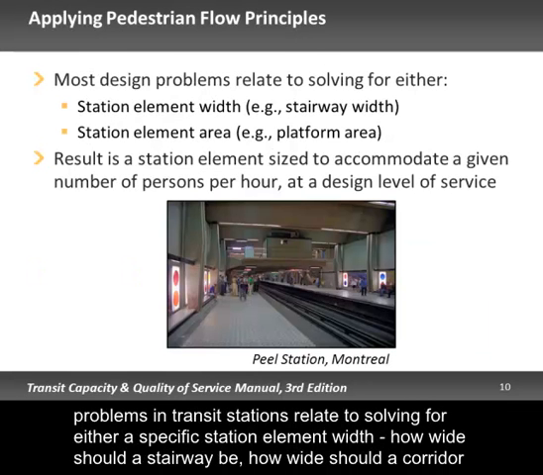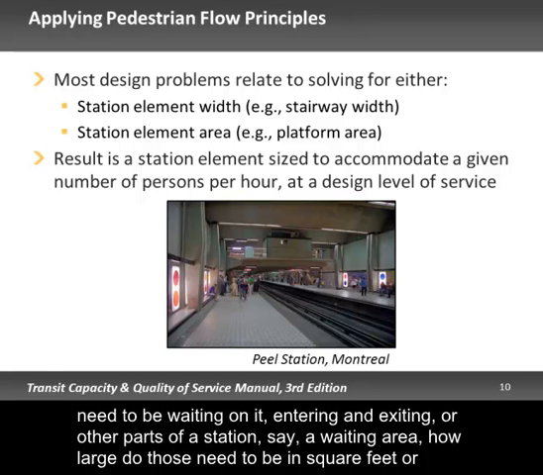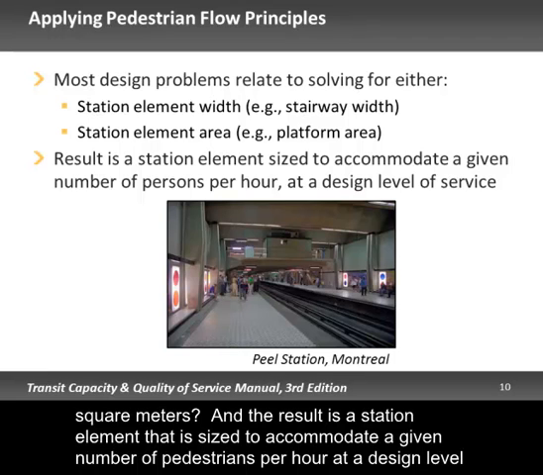Most design problems in transit stations relate to solving for either a specific station element width, how wide should a stairway be, how wide should a corridor be, a platform if you're thinking of the volume walking down it, or a station element area, the platform area in terms of how many people will need to be waiting on it, entering and exiting, or other parts of a station, say a waiting area, how large do those need to be in square feet or square meters.